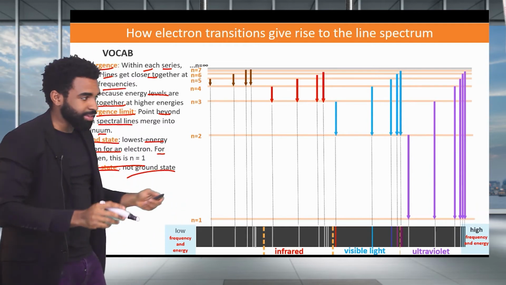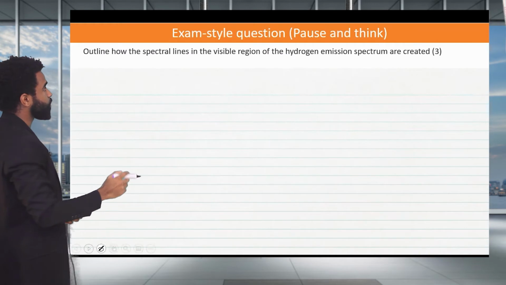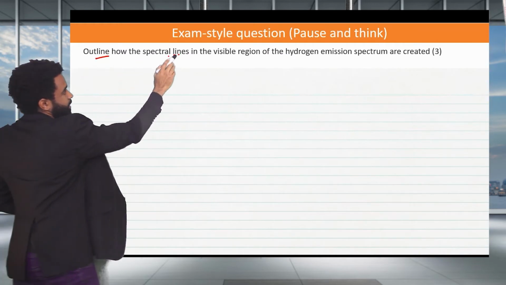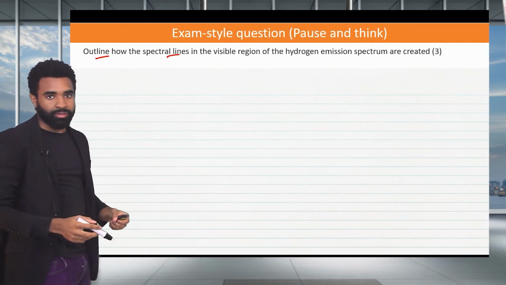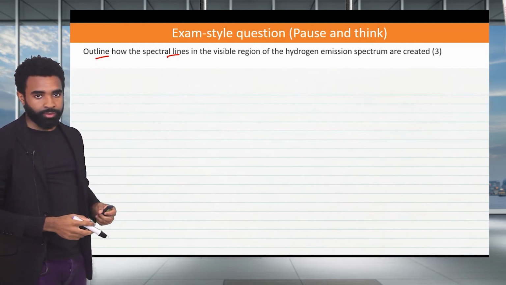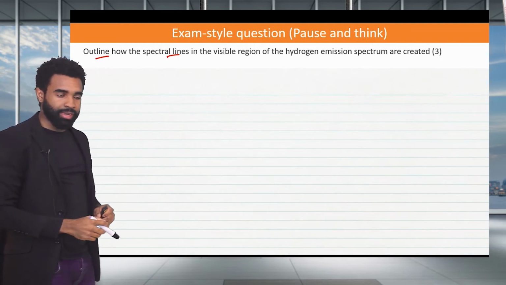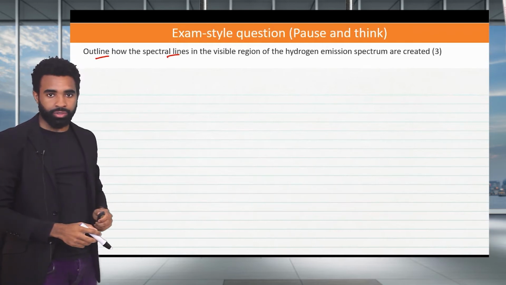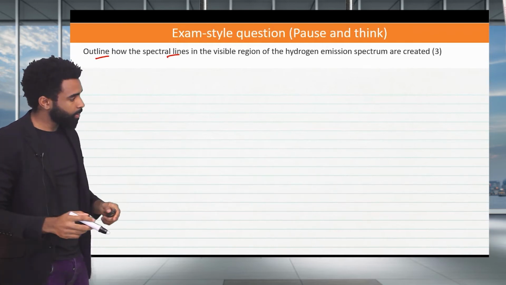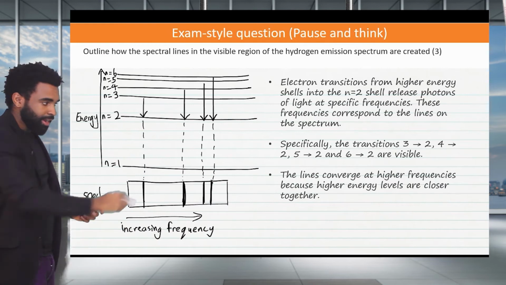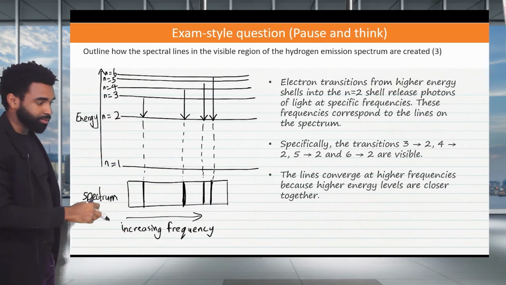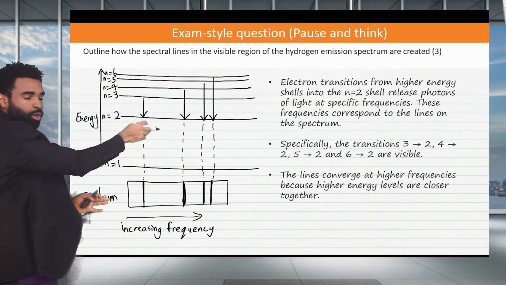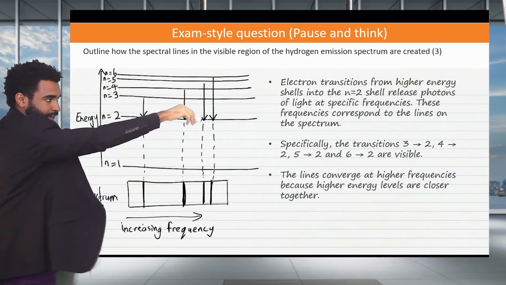Based on this, let's try and answer now some questions. Here's a question for you. Outline how the spectral lines in the visible region of the hydrogen emission spectrum are created. This is the kind of question you'd get on paper 2 of the IB. Pause, think about how you would answer it, and then in 3 seconds I will show you my answer. 1, 2, 3. There is my answer.